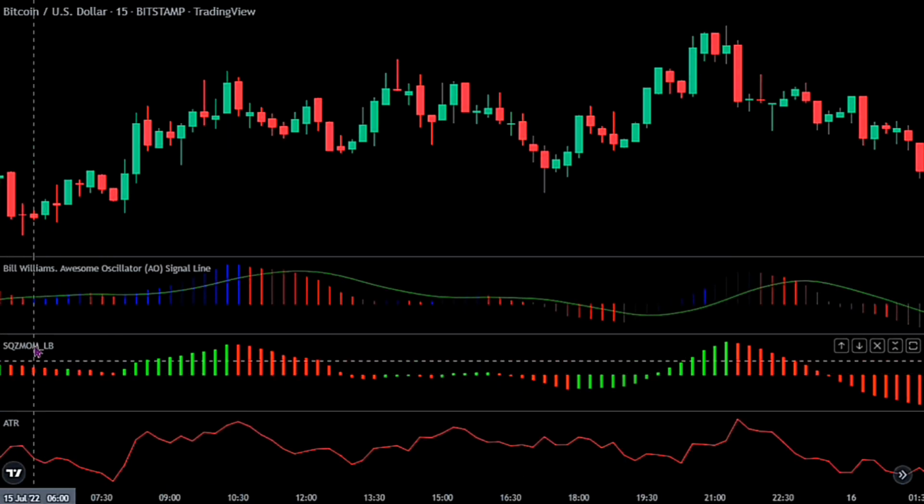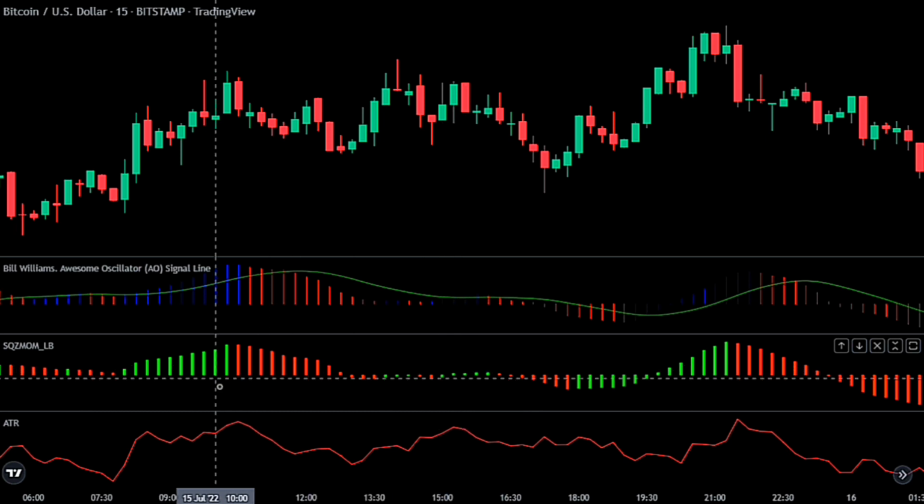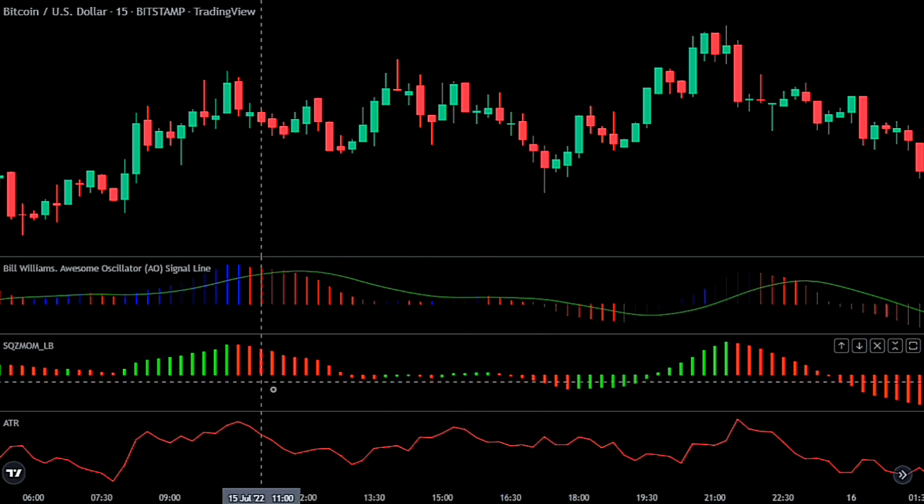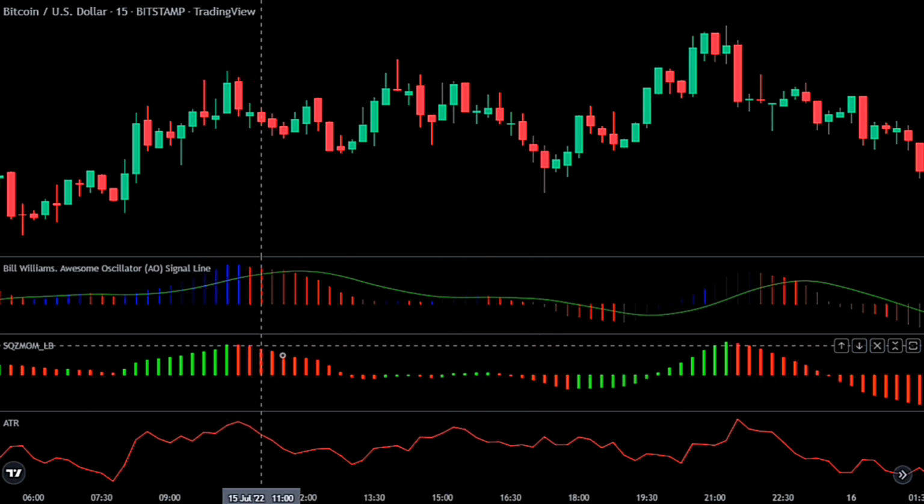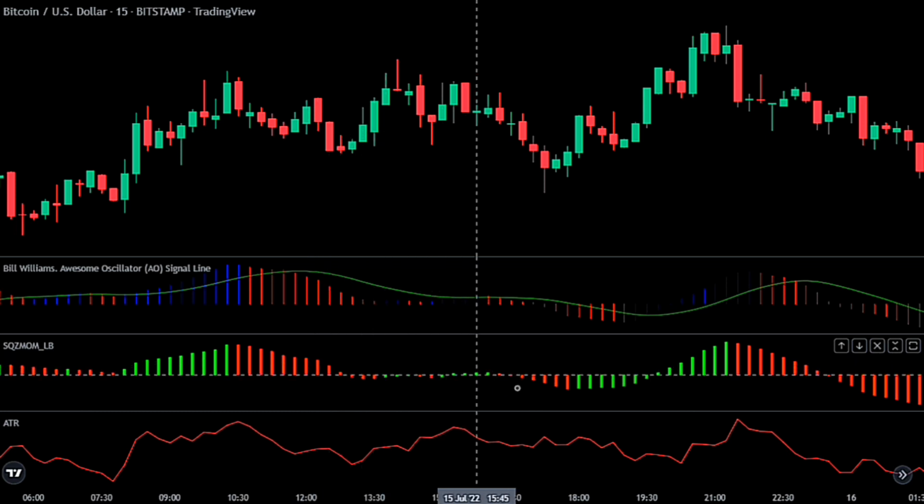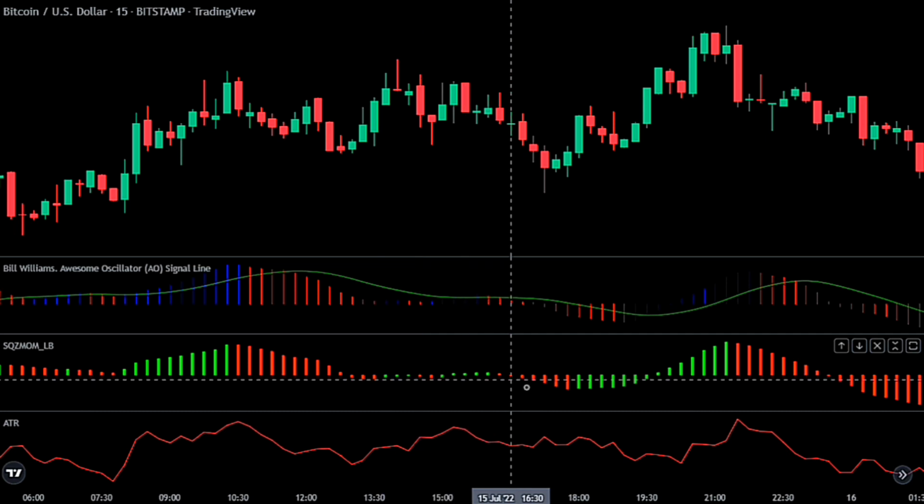Now, for our confirmation indicator, we're going to be using this squeeze momentum indicator. This indicator shows the periods when volatility increases or decreases. In other words, when the market goes from trend into flat movements and vice versa, as this indicator will help us filter false signals from our main indicator.